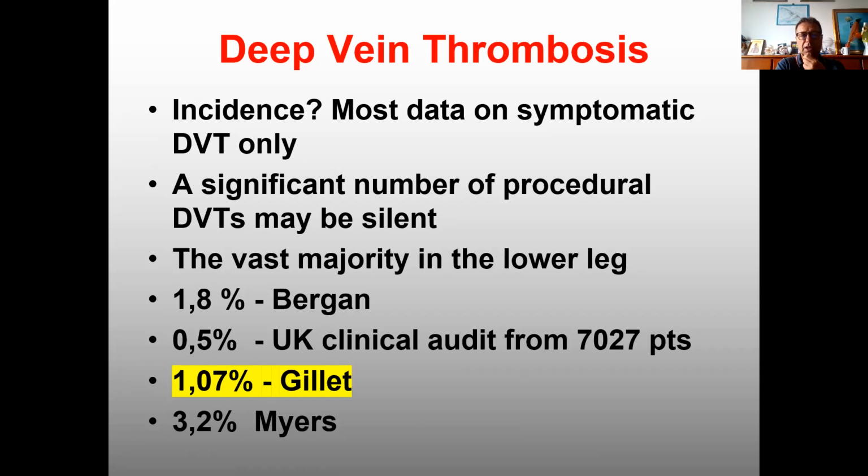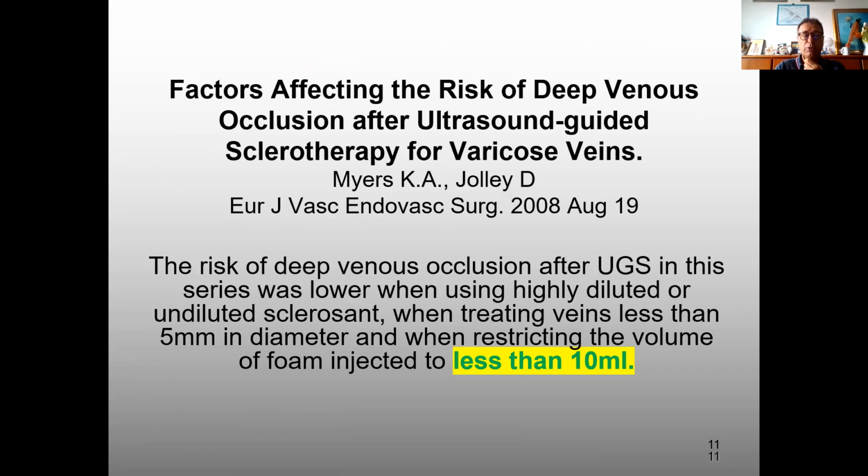Somehow, I would say that from literature, we can see that around 1% should be the proper rate of the deep vein thrombosis, including, of course, the distal vein thrombosis together with the proximal, so the femoral, popliteal, or iliac thrombosis. And this is, for example, the case of Gillet from France. Though the majority of the DVT were highlighted in all literature data in the lower leg.